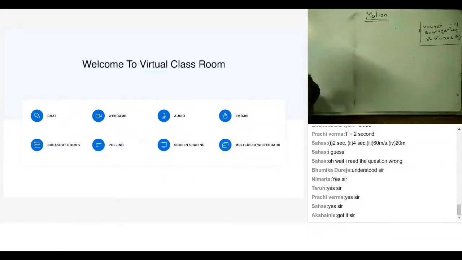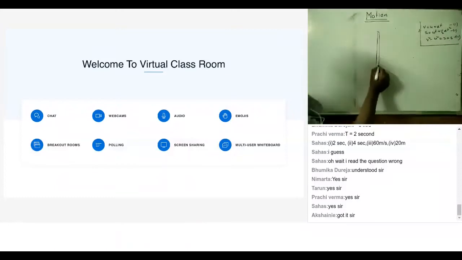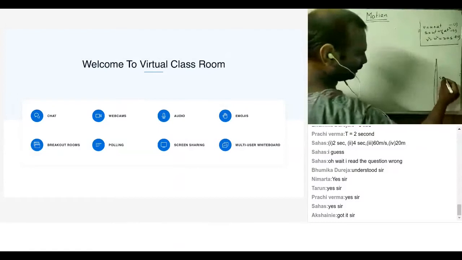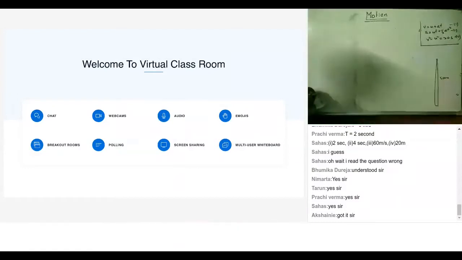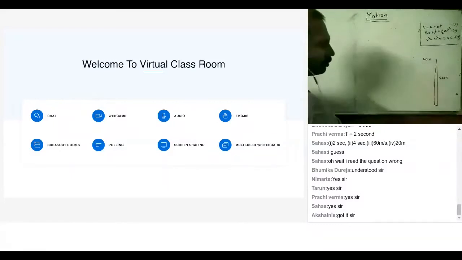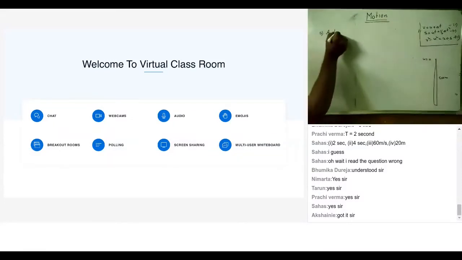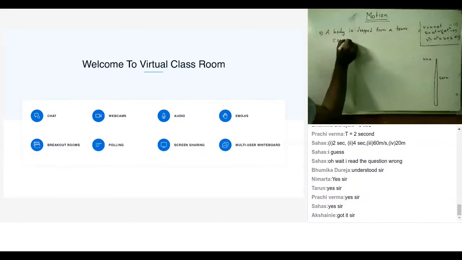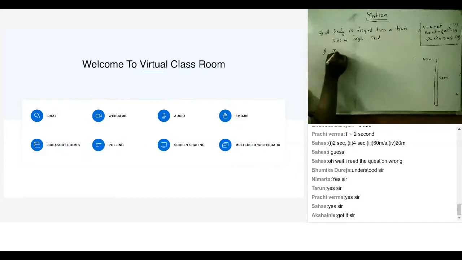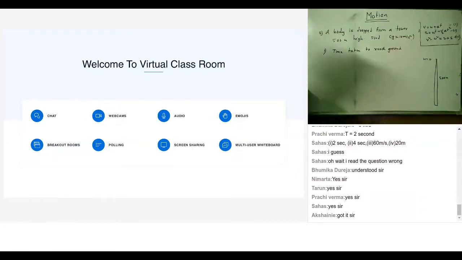Right? So let's say I'll take a simple example. There is a tower whose height is 500 meters. I drop a body from the top of the tower. The question is, find first one, time taken to reach ground. As usual, you can take magnitude of g to be 10 meter per second square.